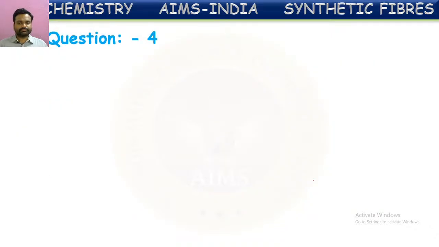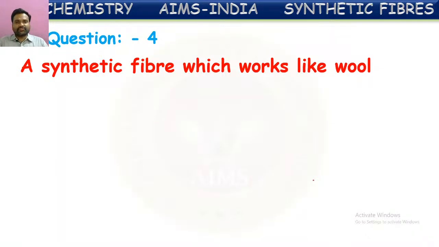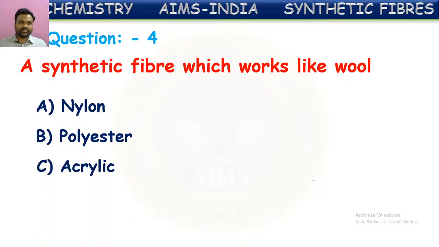Next, let us see. A synthetic fiber which works like wool. Yes, we said artificial wool or fake fur. What is that? Let us see the options. Nylon, polyester, acrylic, cotton. Among these, which is called the artificial wool or fake fur? What is it? Can you guess, anybody here? Is it nylon or polyester, acrylic, cotton?